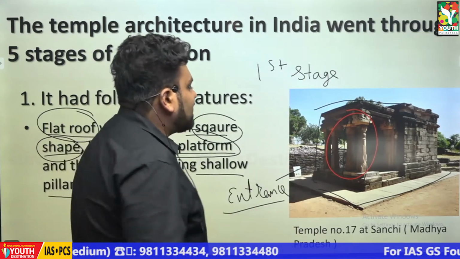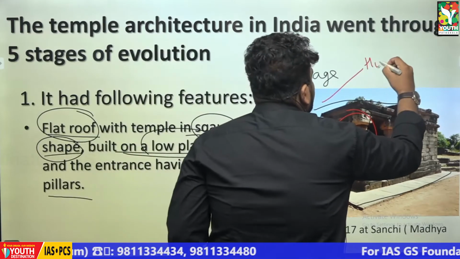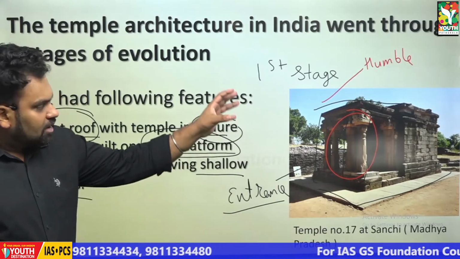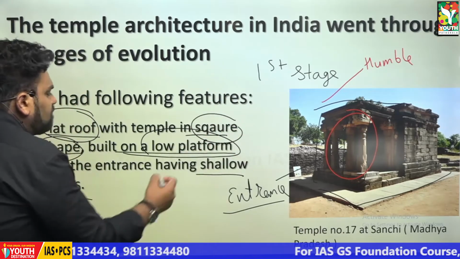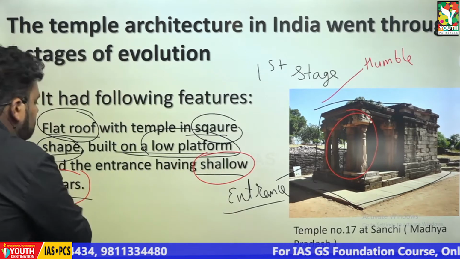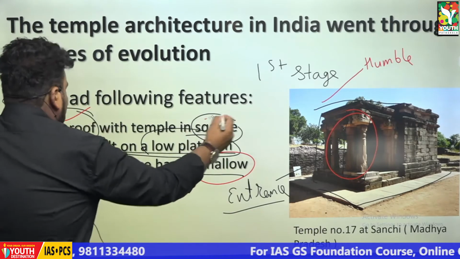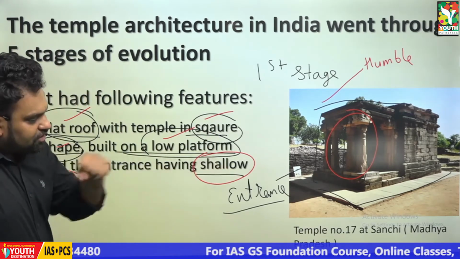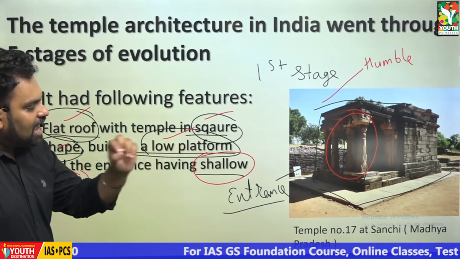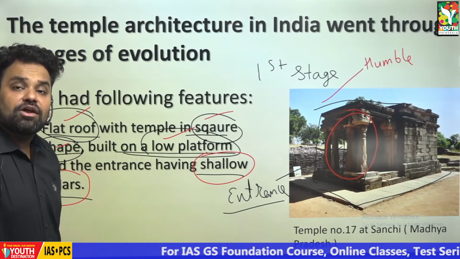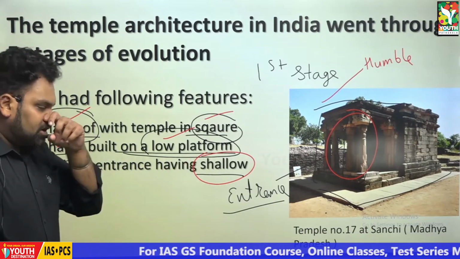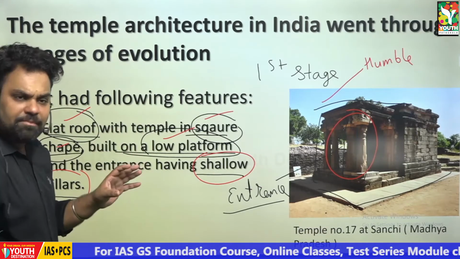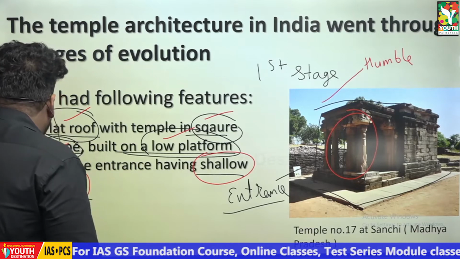But this is how we can see the humble beginning of your first stage. So the important keywords here are shallow pillars at the entrance, flat roof, square shape, built on a low platform. And the example which you can see is temple number 17 at Sanchi, which is located in Madhya Pradesh. So that is how we can see the evolution of the temple in the first stage.